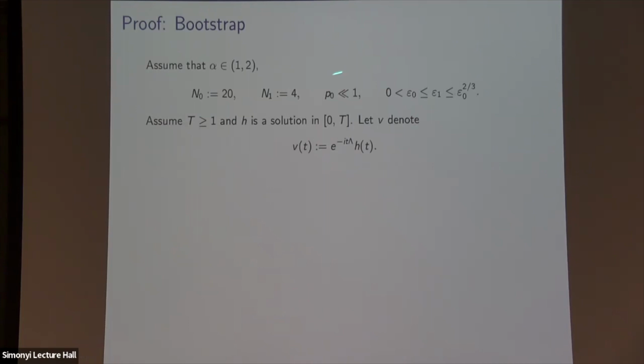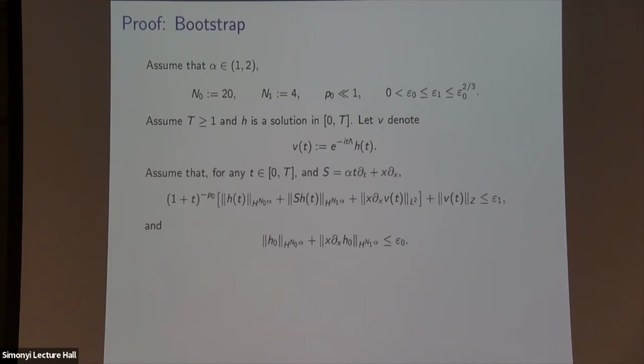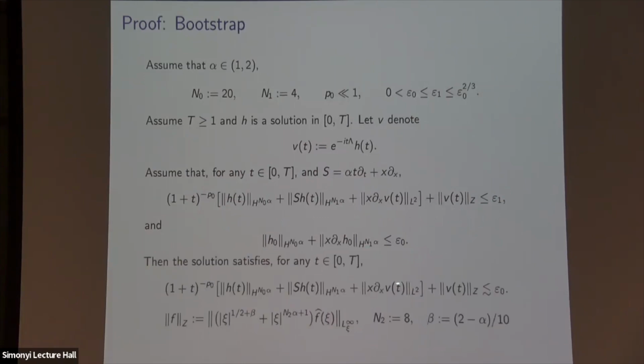So if we take alpha in this setting, again, the same parameters as before, we think of epsilon 1 as being small, but not too small, and epsilon naught as being really tiny. P naught is super tiny, and we take V to be the free flow, just the linear flow. Then if for some capital T, we have this estimate, so it's small but not too small, and initially we were very small, then we are actually very small here between 0 and capital T. So we are improving on, remember, epsilon 1 is small but bigger than epsilon naught. And here we are using this Z norm defined in this way.